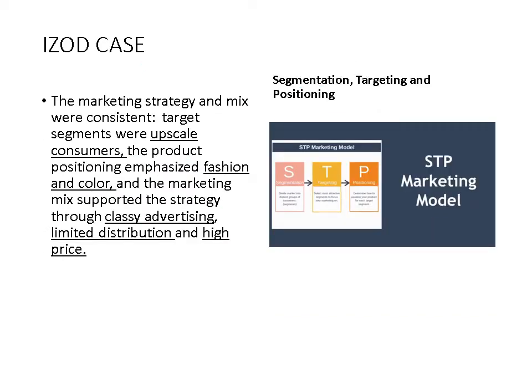Now, to continue, the target audience was the upscale consumers, and the positioning strategy emphasized more fashion and color. And their marketing strategy in terms of promotion, in terms of place, goes hand in hand with the target market and the pricing. They chose classy, high level advertising, and the distribution channel was limited to the best department stores, and the pricing is premium. So that was the strategy in terms of pricing decisions of this company.